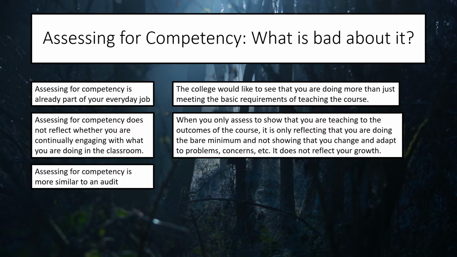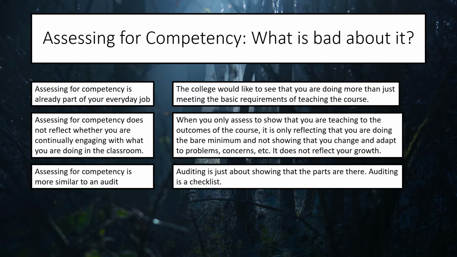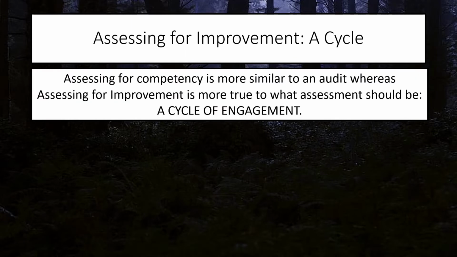Assessing for competency is more similar to an audit. Auditing is just about showing that the parts are there. Auditing is a checklist. So assessing for competency is more similar to an audit, whereas assessing for improvement is more true to what assessment should be, a cycle of engagement.